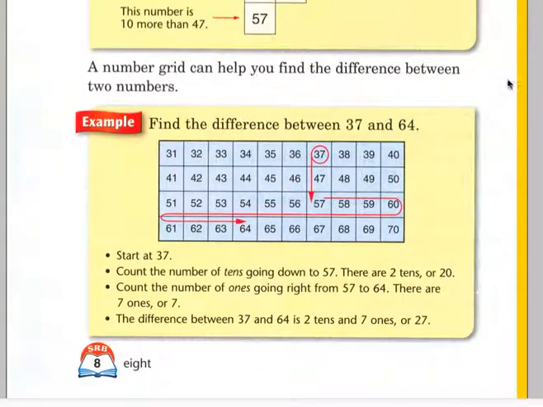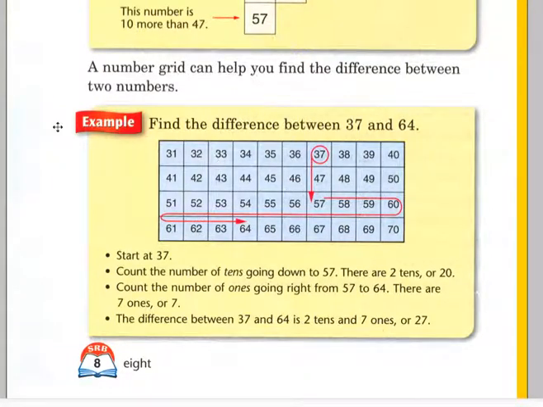We can also use number grids to find the difference between two numbers. And if you remember, that's just subtraction. So if I ask you to find the difference between 37 and 64, here's what you could do. You could look at the number 37. You could count one by one all the way over to get to 64, but that's a lot of work, right? So you could look at 37 and hop down to, you couldn't go to 67 because that's too high, but you could go 10, 20, and then you can count ones. 1, 2, 3, 4, 5, 6, 7. So you would know that 20 plus 7 would be 27, or that would be our difference is 27.